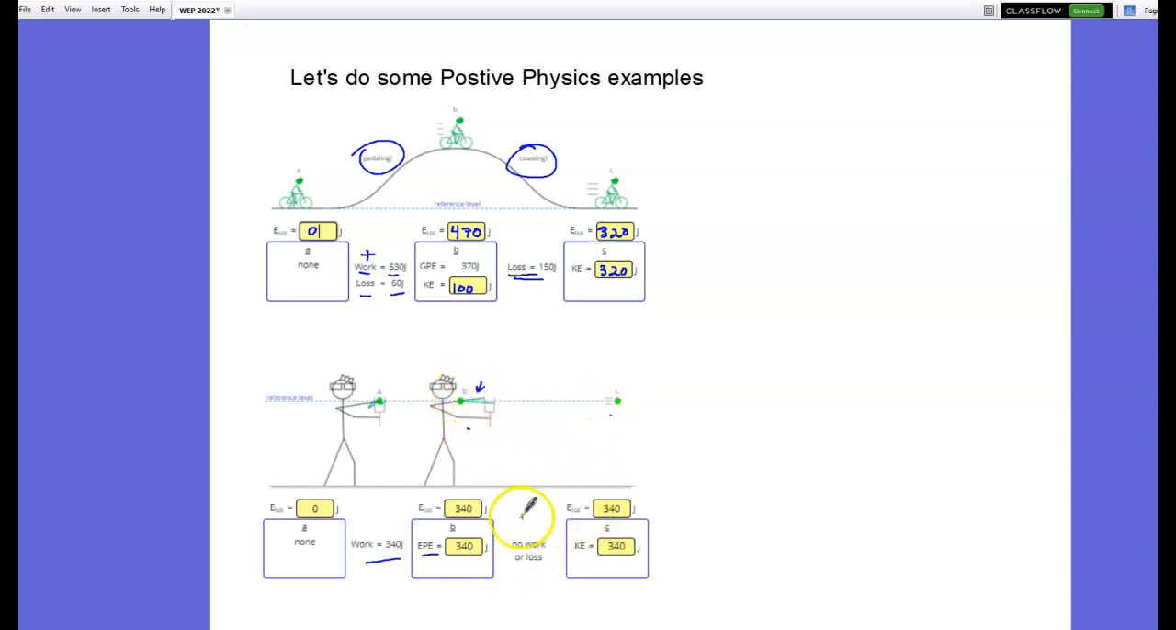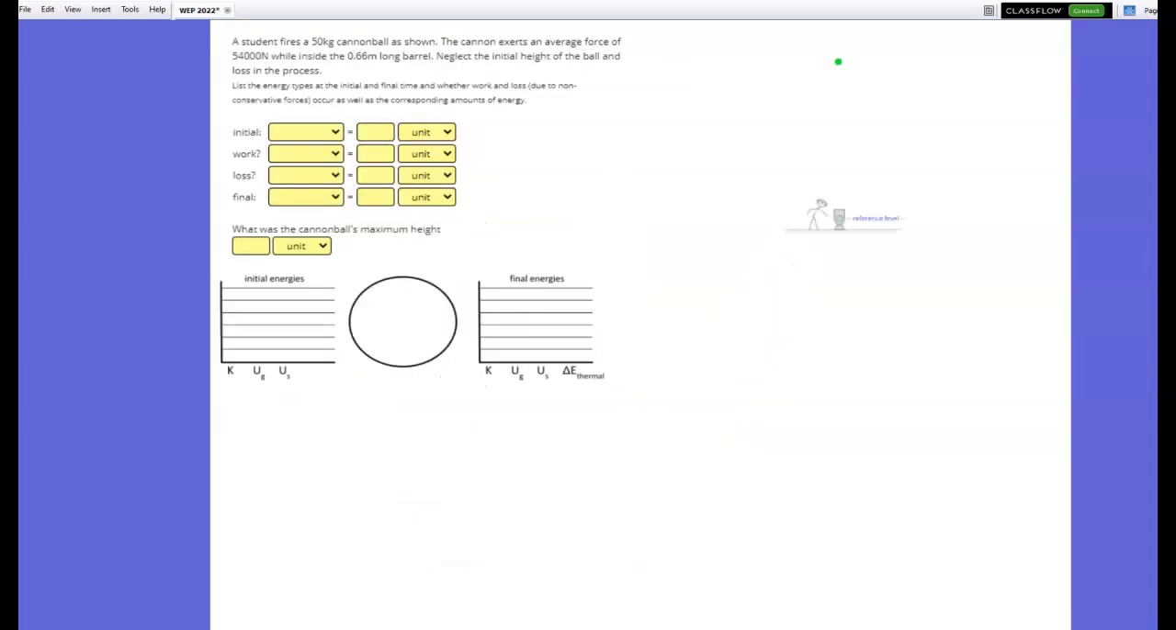And so I must have written this after I did show answers, because there's nothing for you to fill in. Just no work or loss, and that means the total energy stays the same. And since the only kind of energy that's there is kinetic, you've got 340 joules of kinetic energy. So sorry, not much to go on there because it was hard to build it.